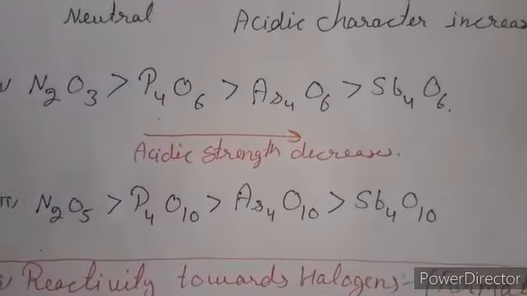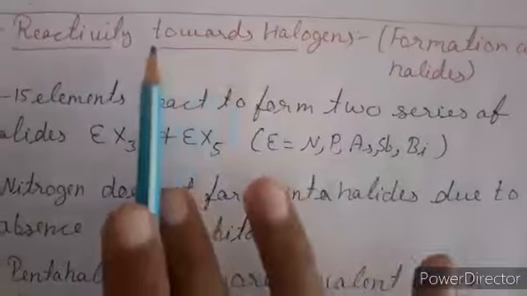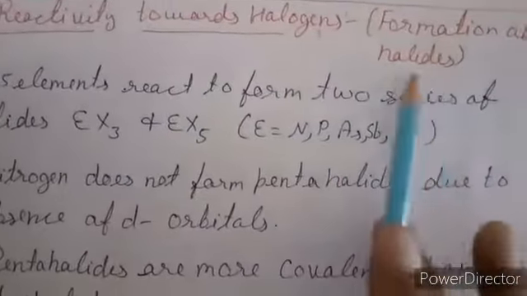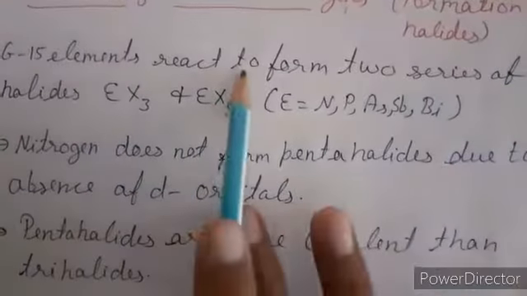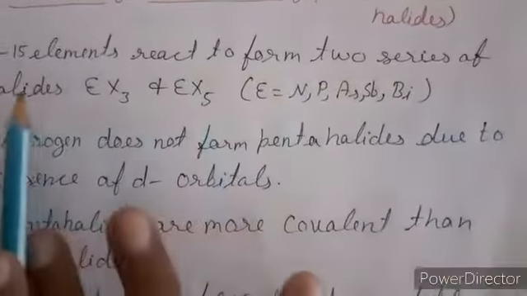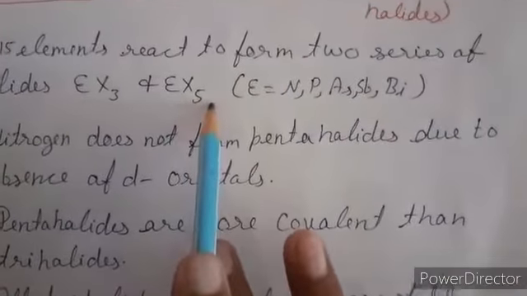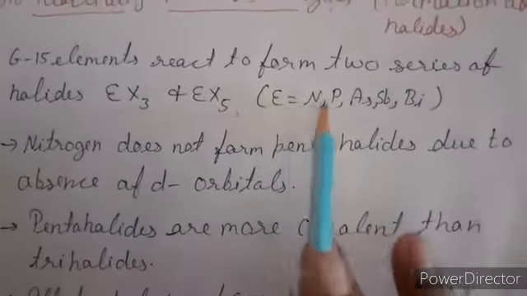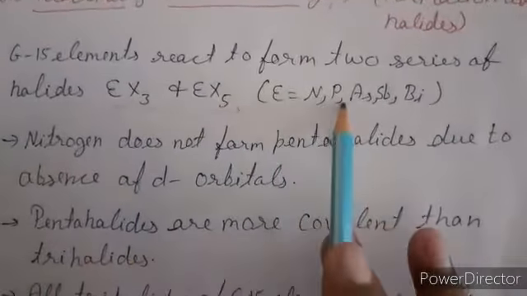Next we discuss the reactivity of group 15 elements with halogens, formation of halides. Group 15 elements react to form two series of halides, EX3 and EX5. What is E? E represents the group 15 element: nitrogen, phosphorus, arsenic, antimony or bismuth. Nitrogen does not form pentahalides due to absence of d orbitals. It does not form NX5.